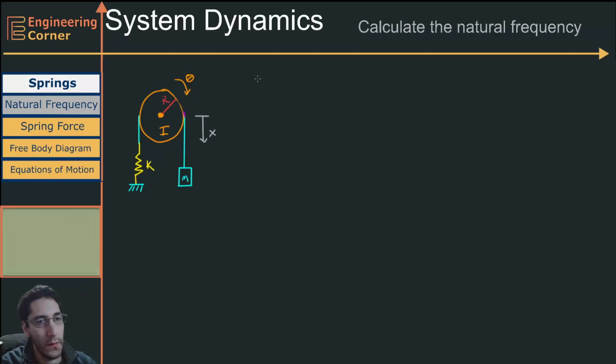Now, what we need to do is calculate the natural frequency, and the natural frequency, omega n, is going to be equal to the square root of K over M. Here, K is going to be the spring constant, and M is going to be the mass. So we want to use our equations of motion in order to figure out our spring constant and mass.